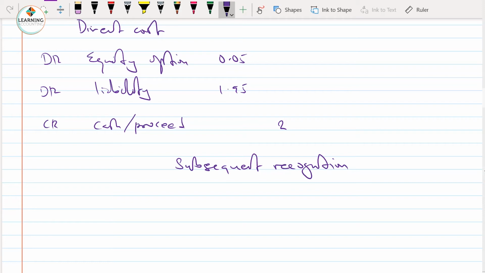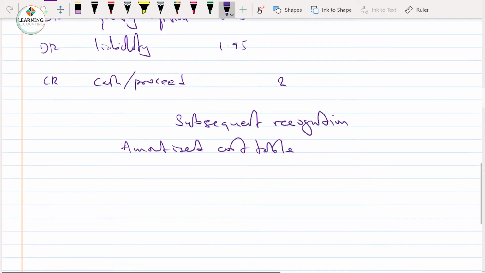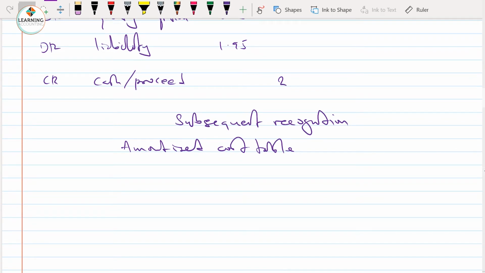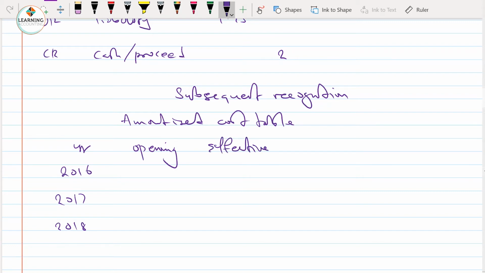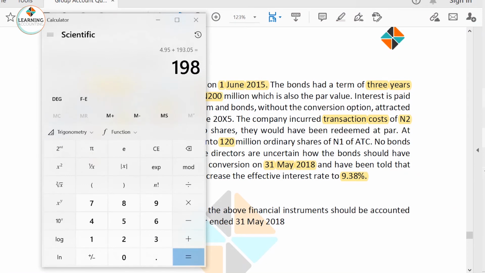Now, for subsequent recognition, we use the amortized cost table, because the instrument, like I said, is a debt instrument, and debt instruments meet the IFRS 9 recognition criteria to be treated as amortized cost, and that's why we are doing that. So we have the years 2016, 2017, and 2018. We have the opening balance. We have the effective rate. Now, the effective rate has changed as a result of the effect of the direct cost, which is 9.38%.